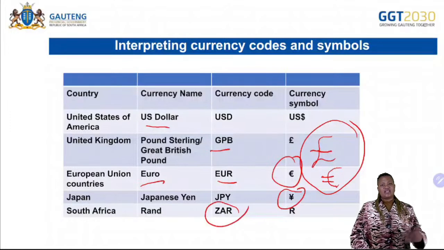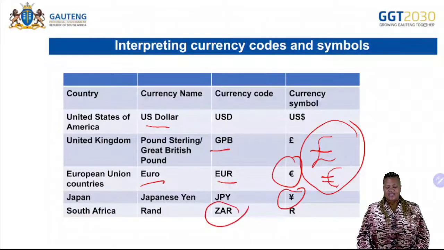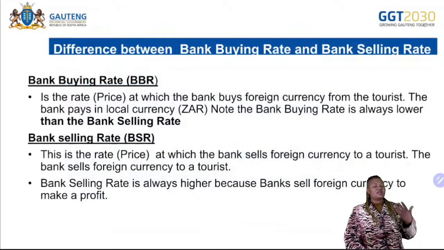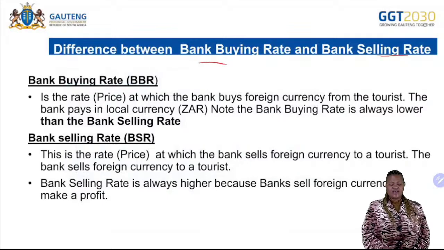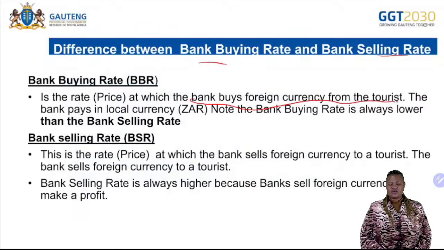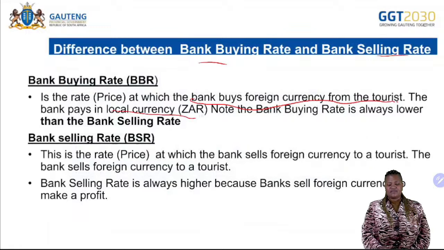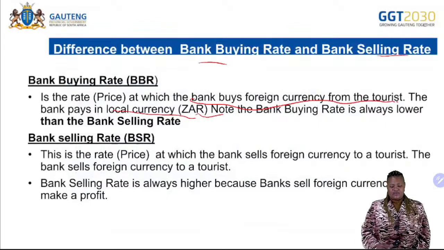So it's important to understand these symbols and codes so that you are able to interpret questions in the exam, depending on whether the rate, the symbol or the code is being used. Then the difference between the bank buying rate and the bank selling rate. The bank buying rate is the rate at which the bank buys foreign currency from the tourist. The bank pays in local currency, which is South African rands. The bank buying rate is always lower than the bank selling rate.